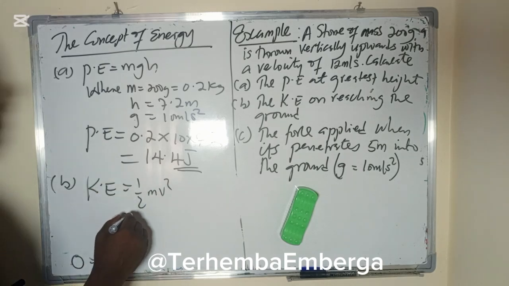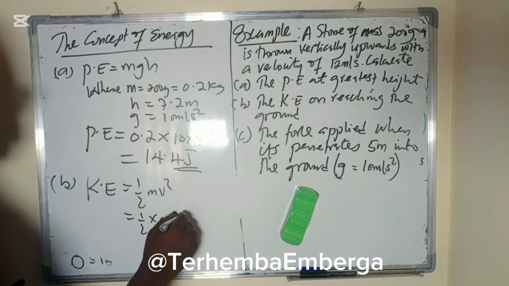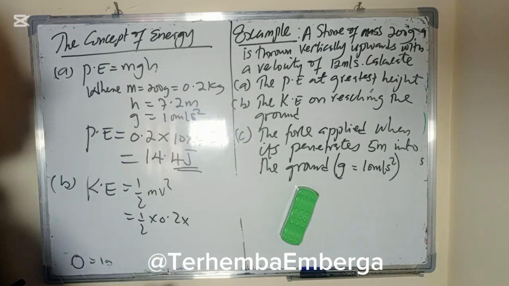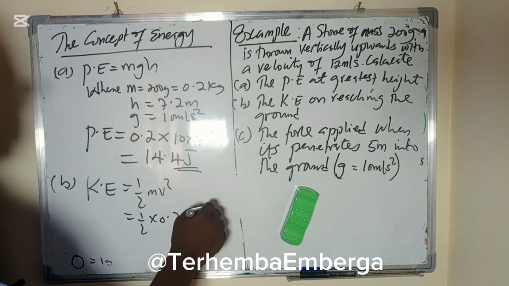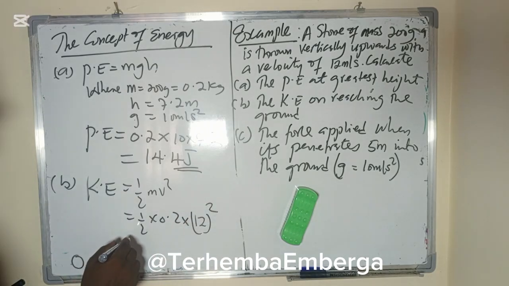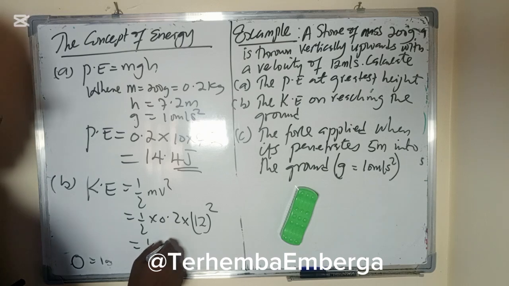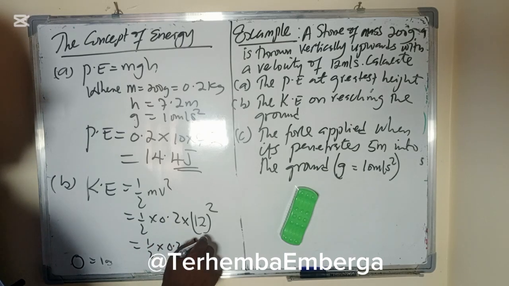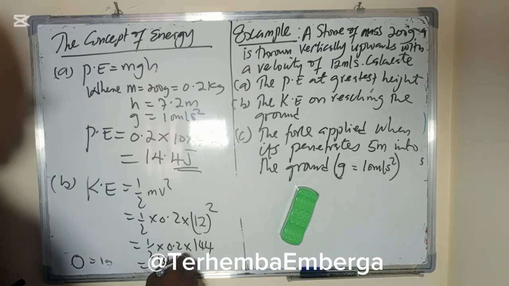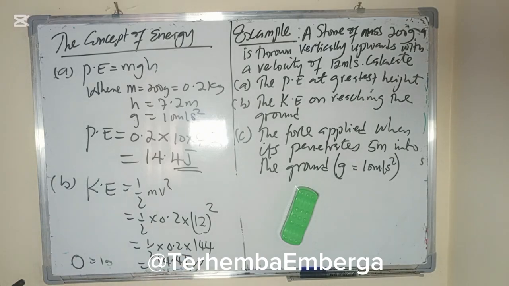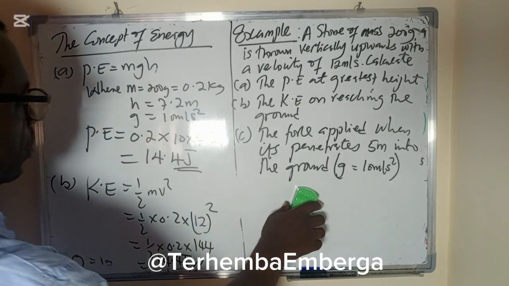But let's calculate it. This is equal to half times 0.2 times the speed, which is given as 12, squared. So you have half times 0.2 times 144. By the time you multiply this out, it will still give you 14.4 joules. And then the last one is the force applied, the force applied when it penetrates 5 meters into the ground.